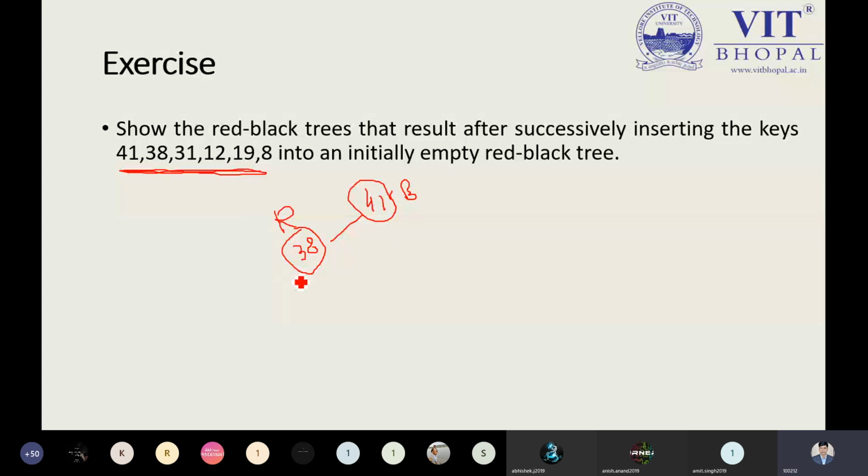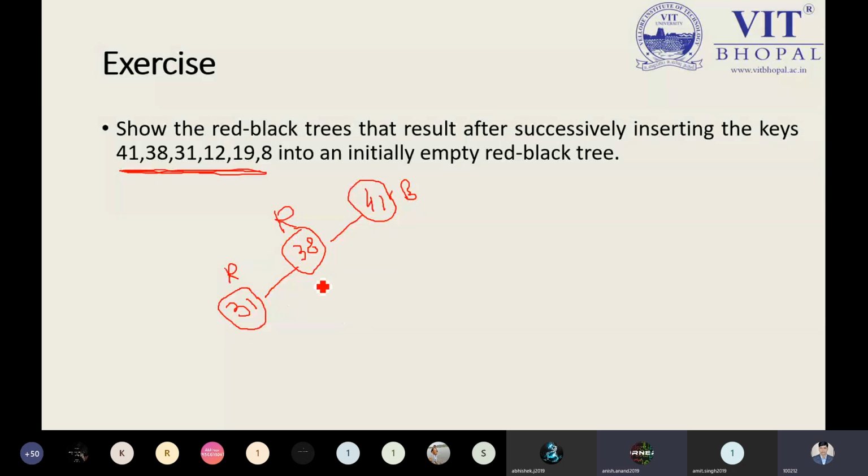Next is 31. So 31 will come on the left side of 38. So am I right? Again, sir, a balance. 31 is what? Red, sir. 31 is red. Two consecutive reds are not possible. So first we need to see this, so 31 will be black.